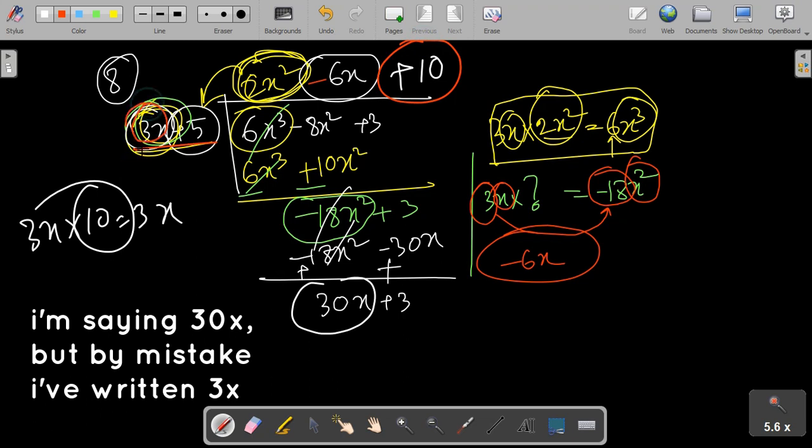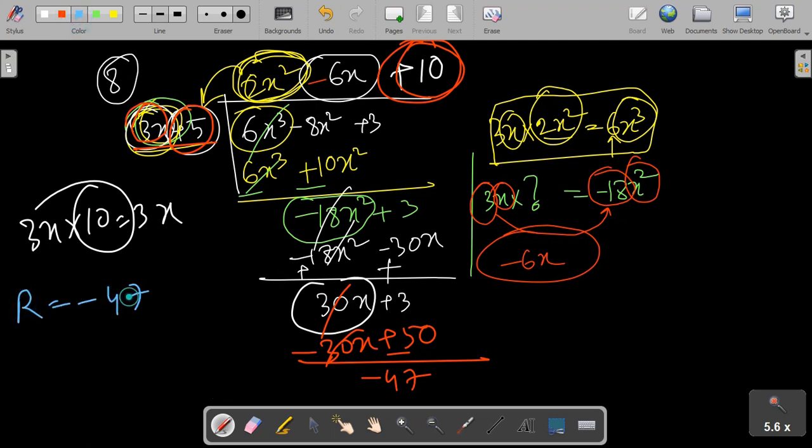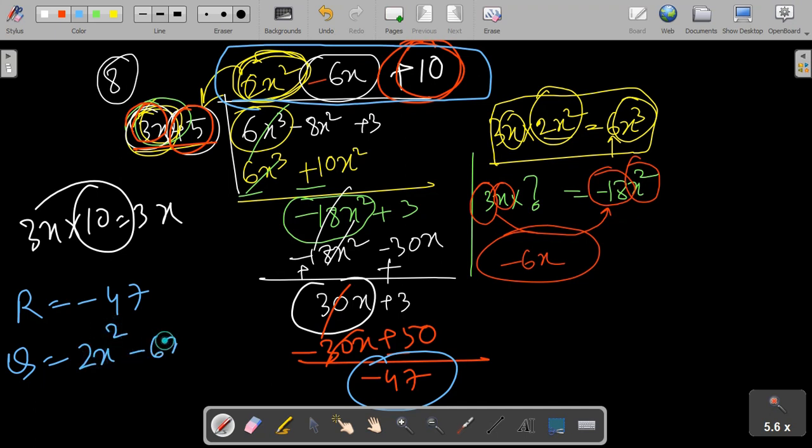So plus 10 product with plus 3 will be giving you 30x. Plus 10 product with plus 5 will give you plus 50. Now we do the subtraction. These two cancelled out. So it's coming out minus 47. So students, what we can see, the remainder is here minus 47, right? Here you can see it's minus 47. And in the quotient, all together it would give you quotient like 2x square minus 6x and plus 10. I hope all of you have understood.